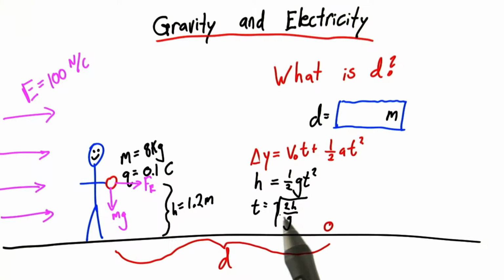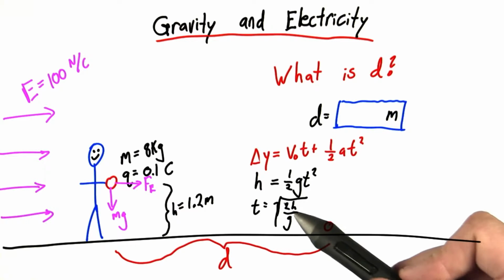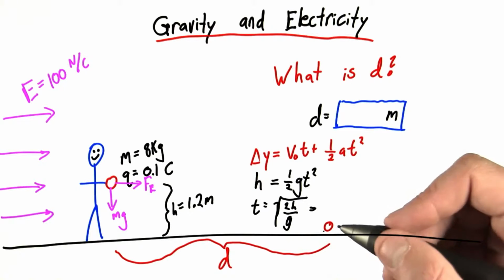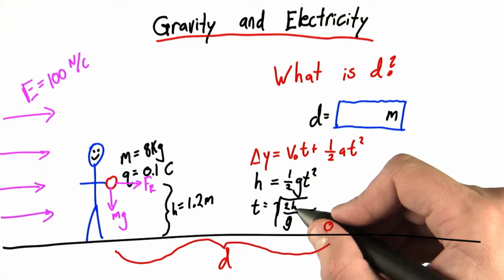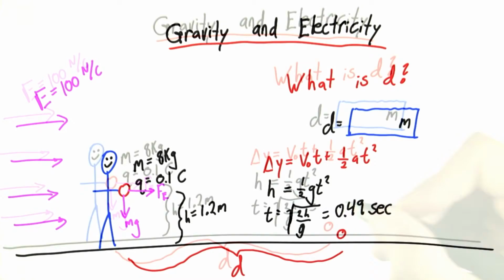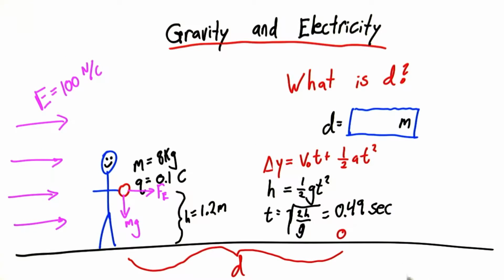That tells me the time the ball spends in the air is the square root of twice the height over g. And when you plug in 1.2 for h and 10 for g, you get a value of 0.49 seconds. Okay, so that's how long the ball spends in the air.